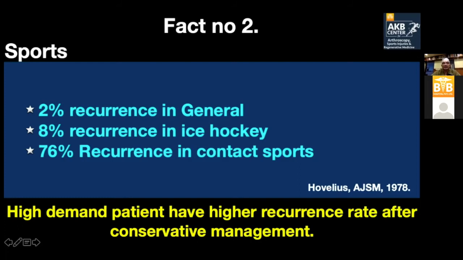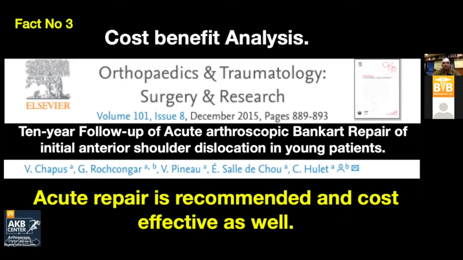The third fact, there are so many people who are comparing the cost benefit analysis. And this paper from 2015 by Chapus says that acute repair is recommended and this is cost effective. This is a 25 years follow-up of all the primary dislocation cases, and they have tried to identify the cost benefit of treating surgically after the first dislocation and treating conservatively after the first dislocation. So cost benefit also is there.